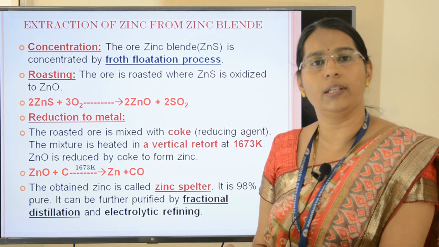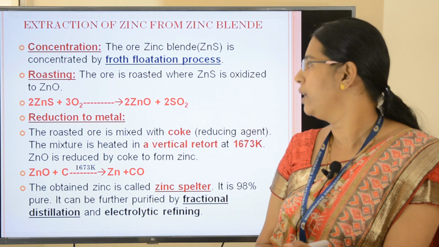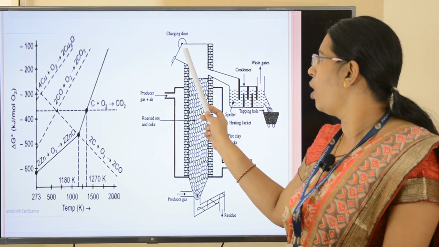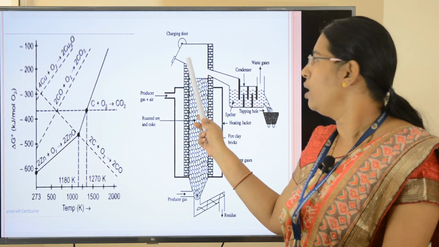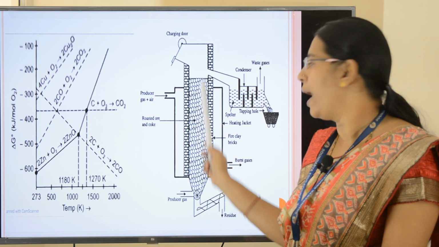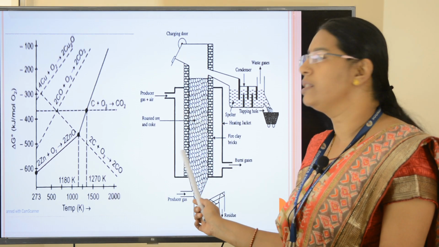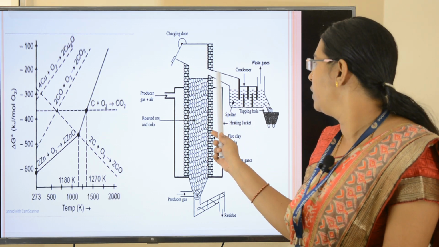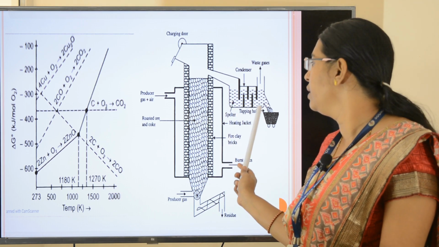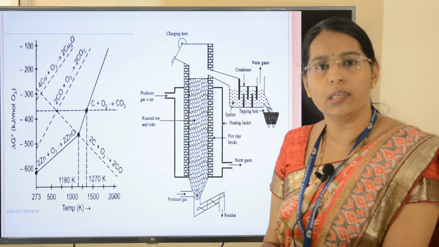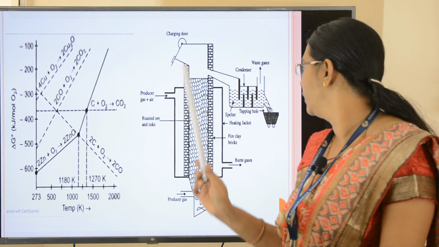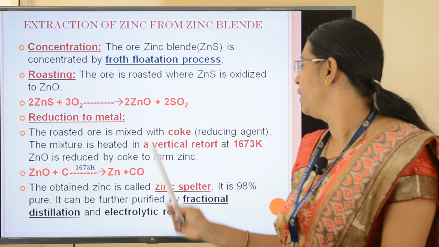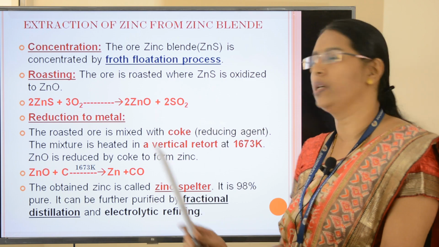and it is heated in a furnace known as a vertical retort. Here, from the top there is a charging door through which the mixture of roasted ore and coke is added, and when it is heated to high temperature, initially zinc vapors are obtained, which are passed over the condenser and molten zinc is obtained. That molten zinc is known as zinc spelter, and this zinc spelter is about 98% pure.